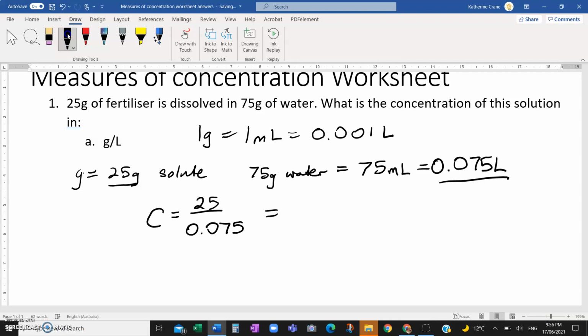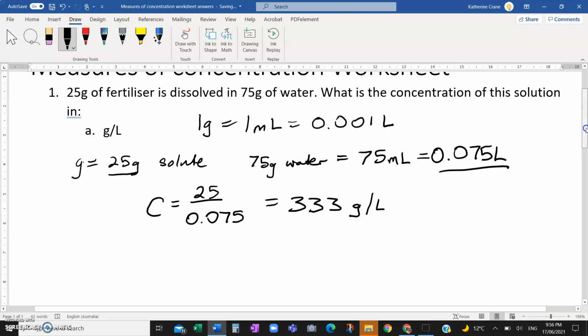And then our answer simply is 333 grams per litre. Okay, that's easy. A is pretty straightforward like that. Very much related to what we've been doing so far.